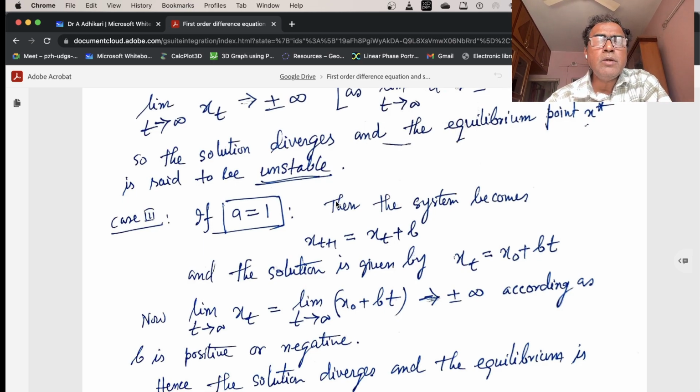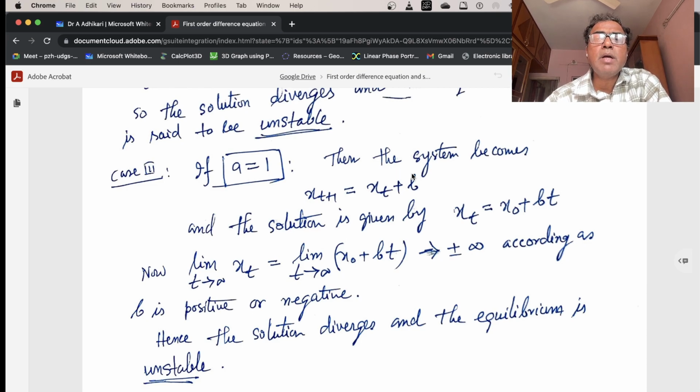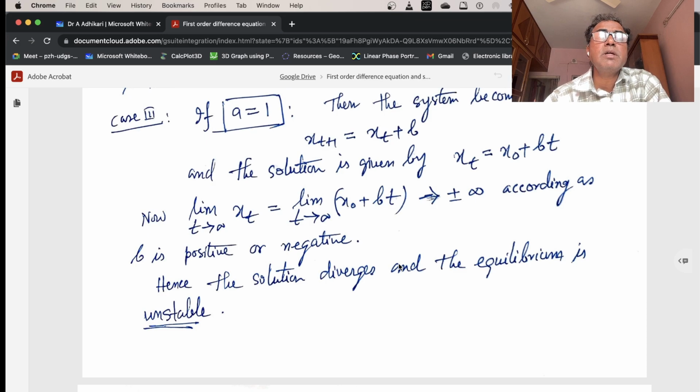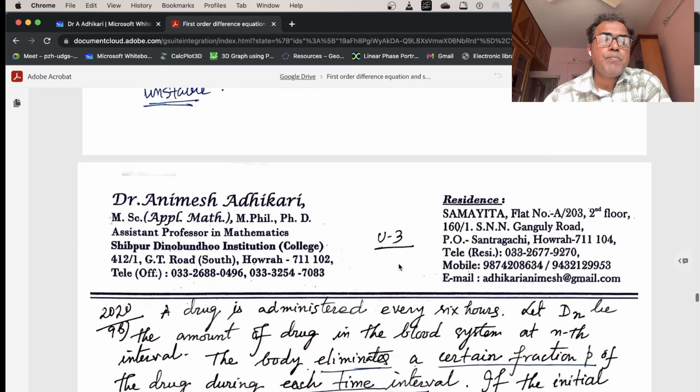Case 3: if a equal to 1, then the system becomes x_{t+1} equal to x_t plus b. Then the solution is x_t equal to x0 plus bt. So as t tends to infinity, the limit of x_t equal to x0 plus bt tends to plus or minus infinity, according as the value of b is positive or negative. So the solution diverges and the equilibrium is unstable when a equal to 1.